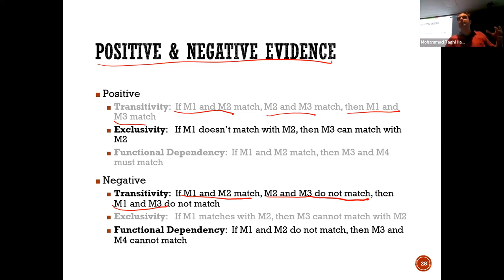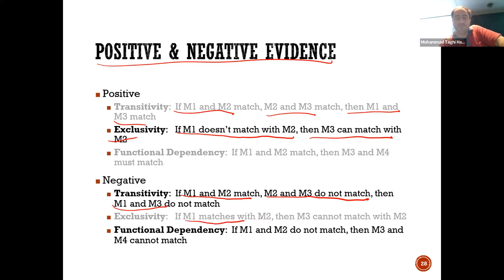Why this is important, as I mentioned, this is a classification problem where only order R of the pairs are true matches, and order R squared are non-matches. So it is different. Sometimes something implies that some matching should happen. Sometimes something implies that some matching should not happen. And this is the positive or negative thing. For example, if M1 doesn't match M2, then M3 can match with M2. This is the positive thing. But the negative one, exclusivity, the one that we talked about, is if M1 matches with M2, then M3 cannot match with M2. The one that we have mentioned.